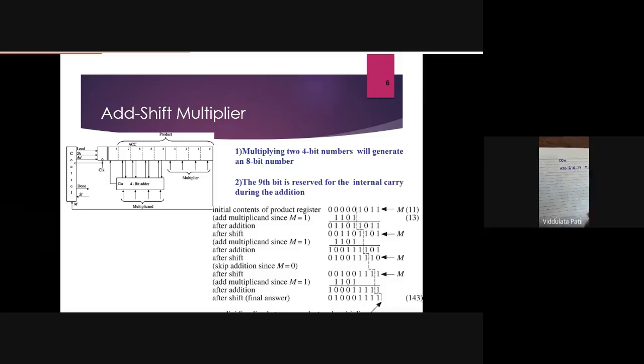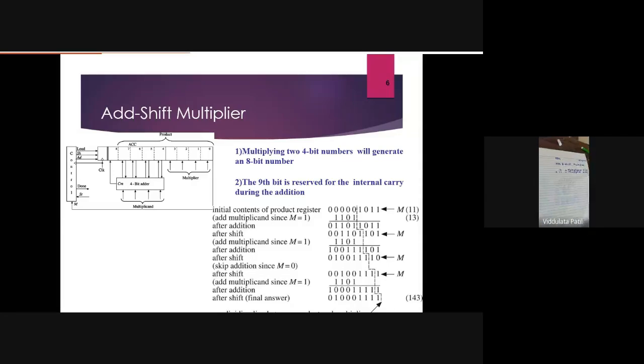Add and shift multiply. Okay, so what we want to do, we want to multiply 13 by 11. So this is a multiplicand and this is a multiplier. Okay, so we represent this 13 as 1101 in a binary form and this as 1011.